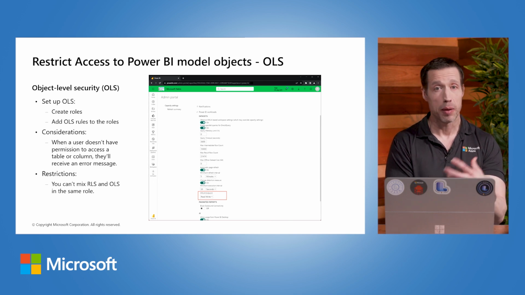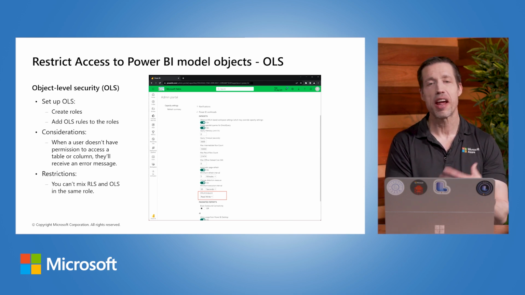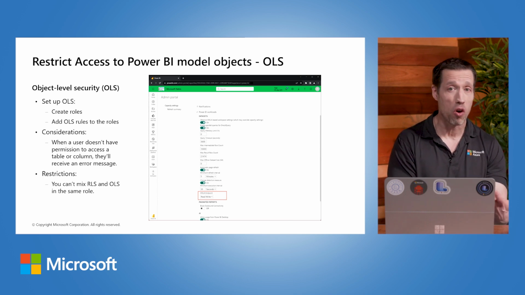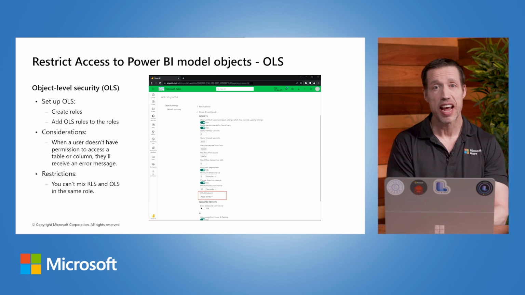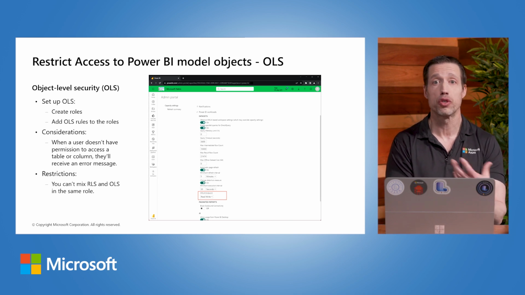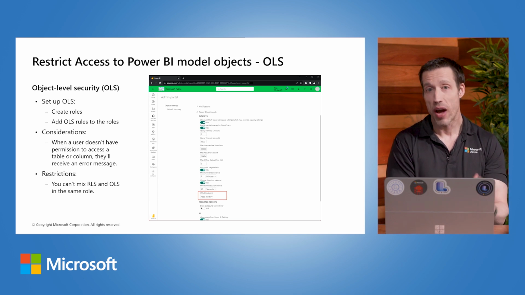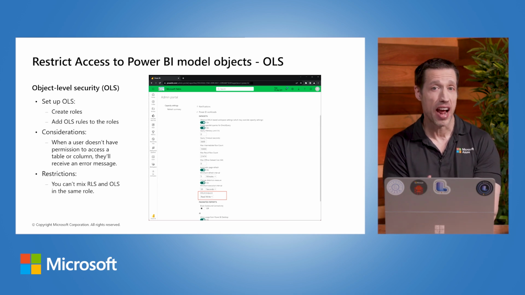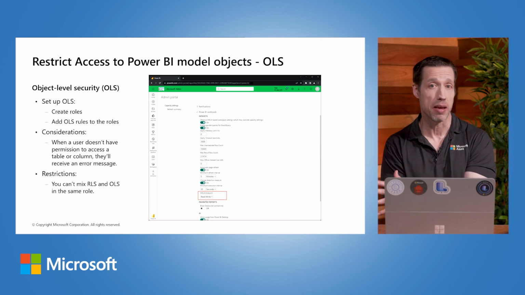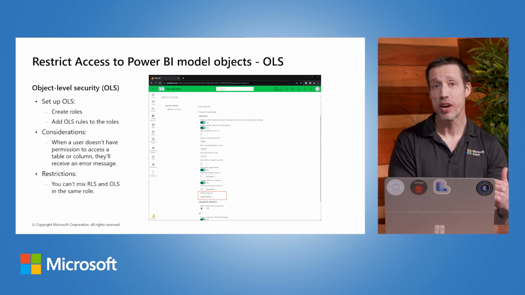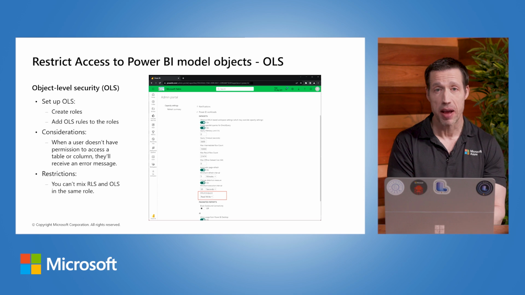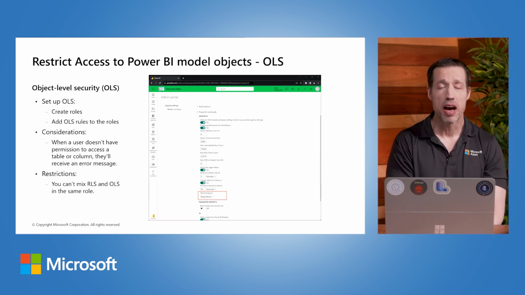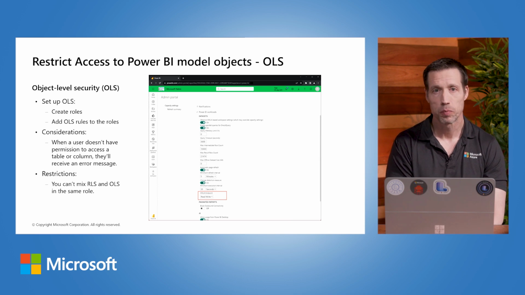To set up object-level security, you start by creating roles. You can create roles the same way you do when setting up RLS. Next, you need to add OLS rules to the roles. You add OLS rules to a model by using an XML for analysis, or XMLA, endpoint. The read-write endpoint supports dataset management, application lifecycle management, advanced data modeling, and more.